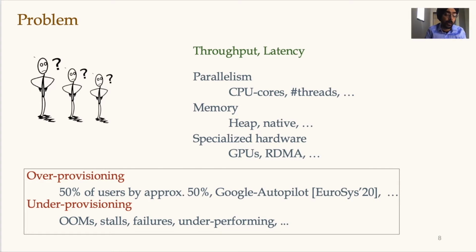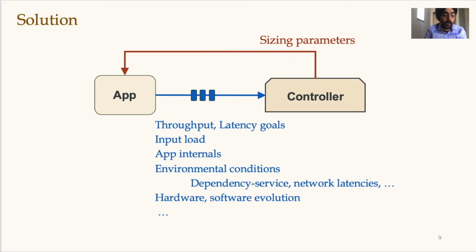and causing operational issues. So what we want, therefore, is a controller that takes as input an app's latency and throughput goals, its input load, details about its service dependencies, details about the network latency or environmental conditions in general, and tunes and sizes the application's parameters.